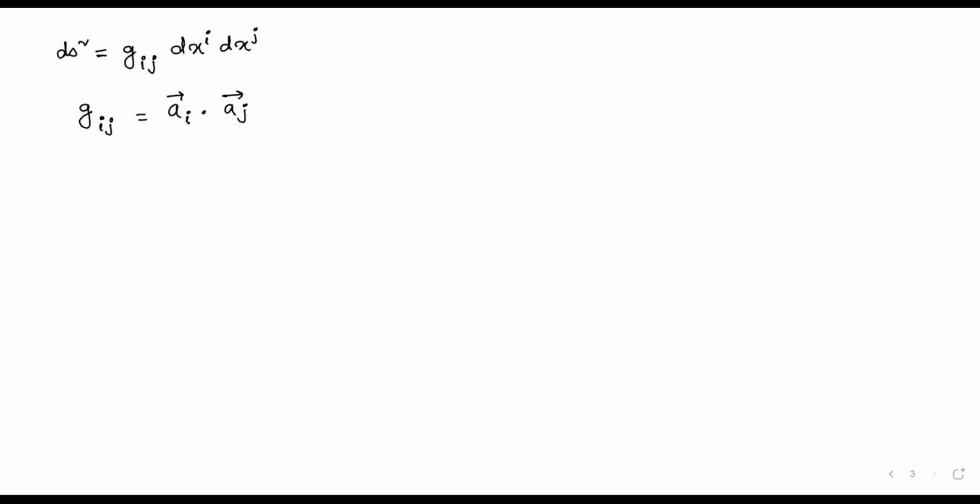So if I want to draw the diagram, let me use a different color here. So I have a point P here. The three axes may be like this. Okay, this is the x1 axis. This is the x2 axis. This is the x3 axis.